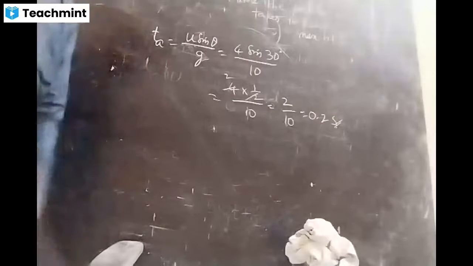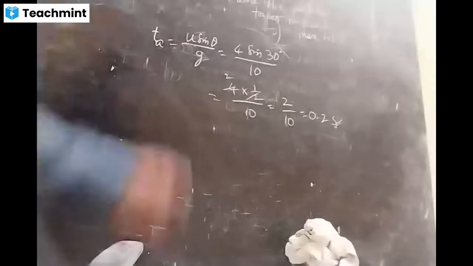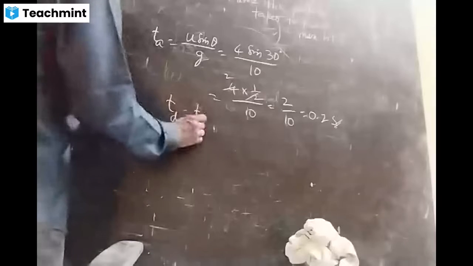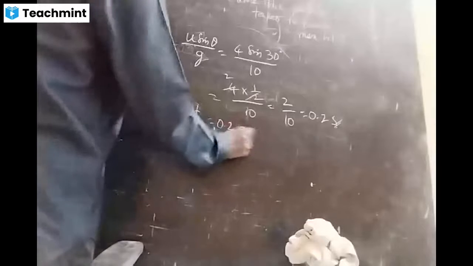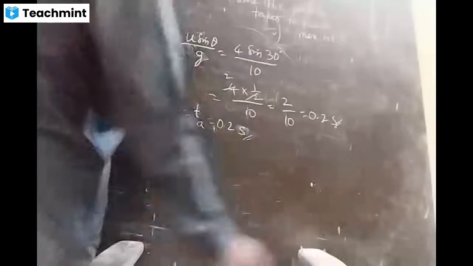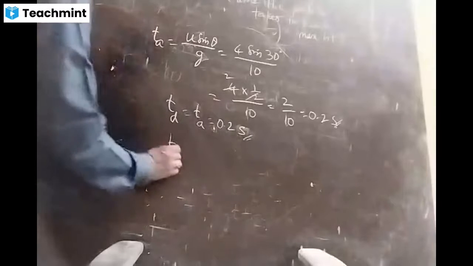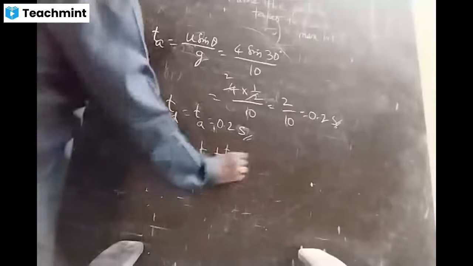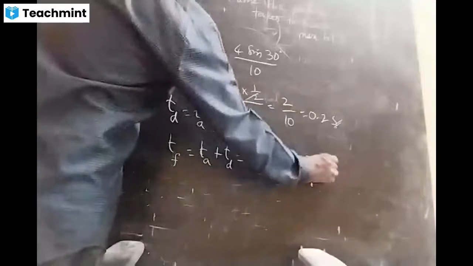Now if I ask you what should be the value of time of descent, what should be the answer? 0.2 seconds. Same, right? Time of ascent is equal to time of descent, which is equal to 0.2 seconds. If I ask you time of flight, 0.4. Time of flight is equal to time of ascent plus time of descent, which is 0.4.